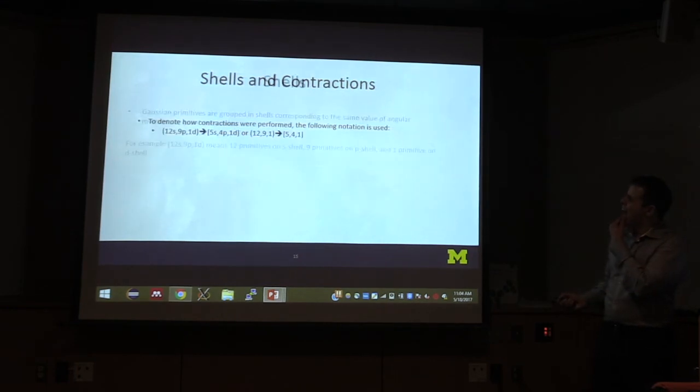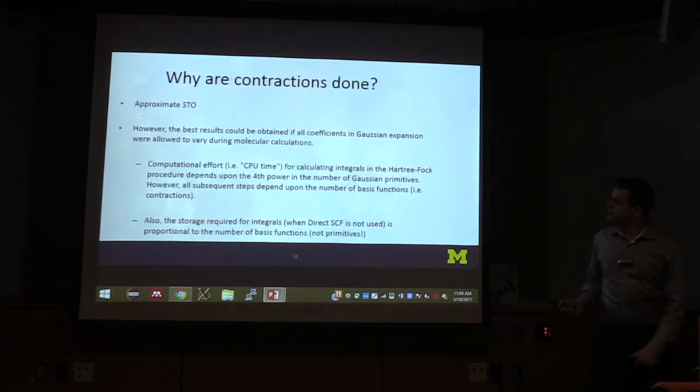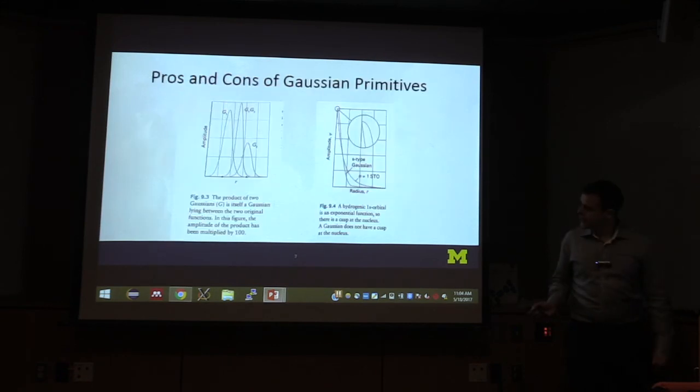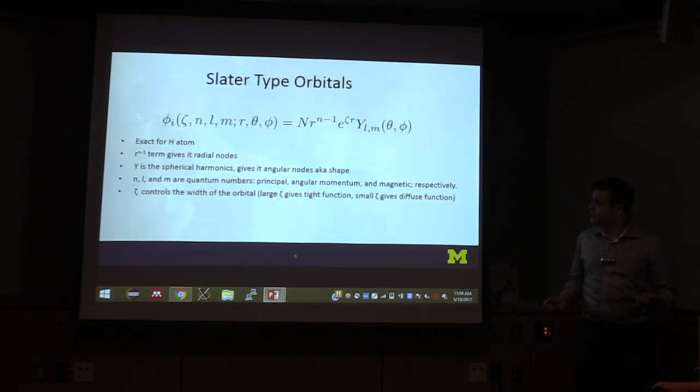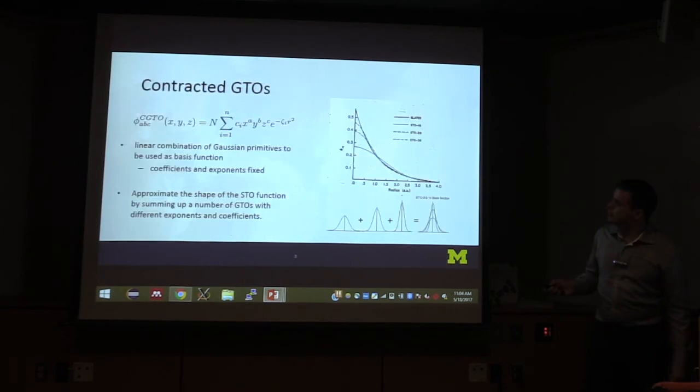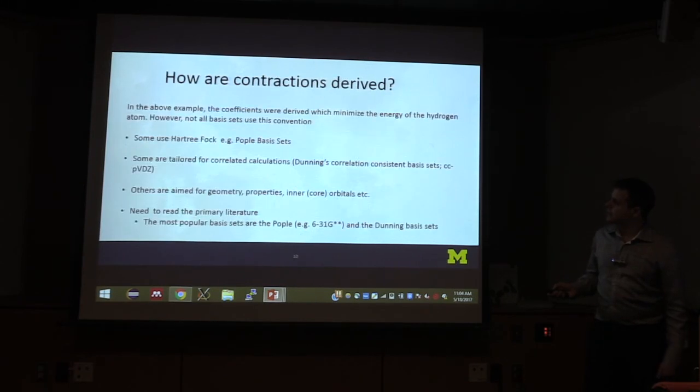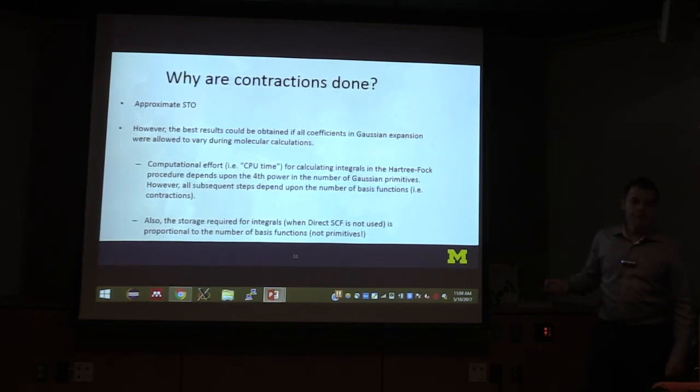Like how is that different? So I mentioned before that they use contractions because you end up saving disk space and CPU time. So contracting the primitives into these CGTOs saves storage and computational effort. So it's cheaper to use more primitives than more basis functions.